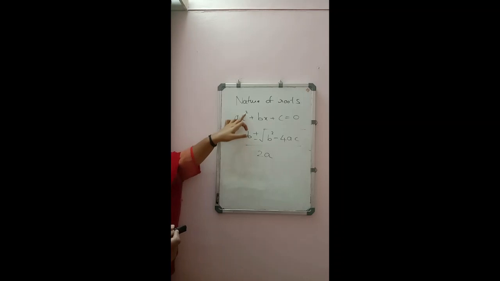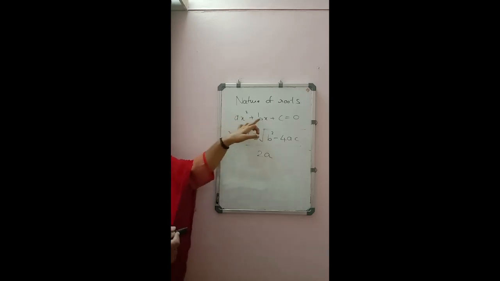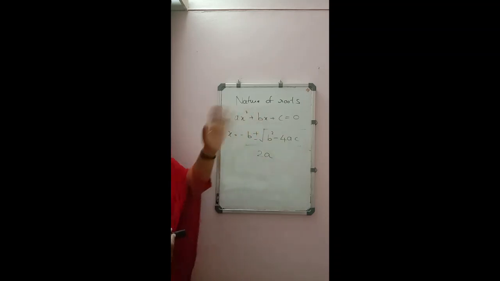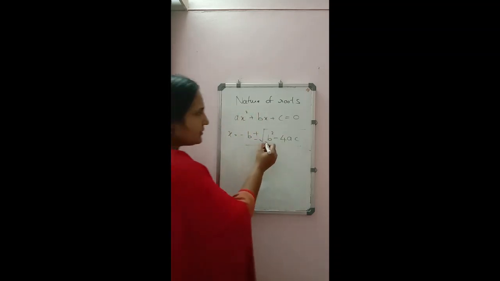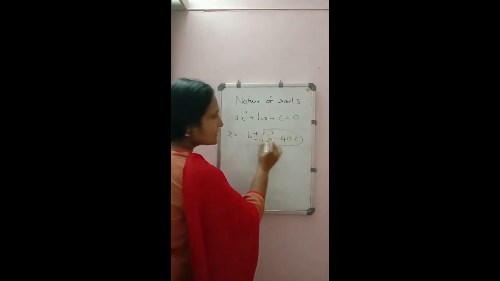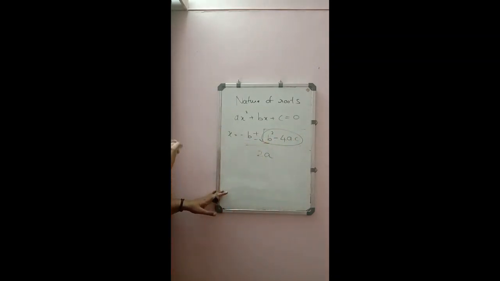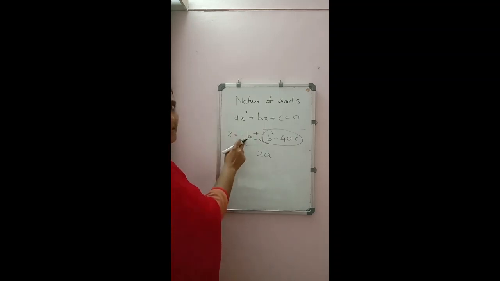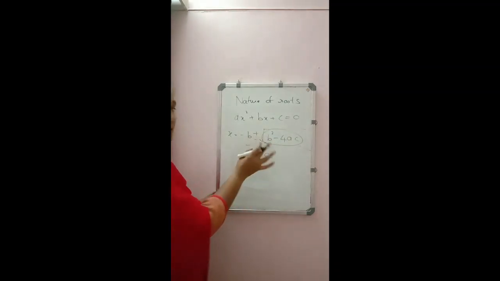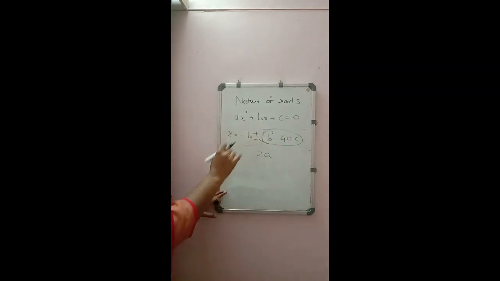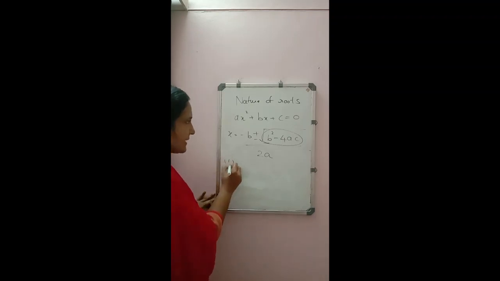In ax square plus bx plus c, the coefficient of x square is called a, the coefficient of x is called b, and c is the constant term. So in this equation, according to the value of b square minus 4ac, we are getting different roots, because minus b is common, and then plus or minus. So based on this value we are getting two different roots. Now we will check the first condition.